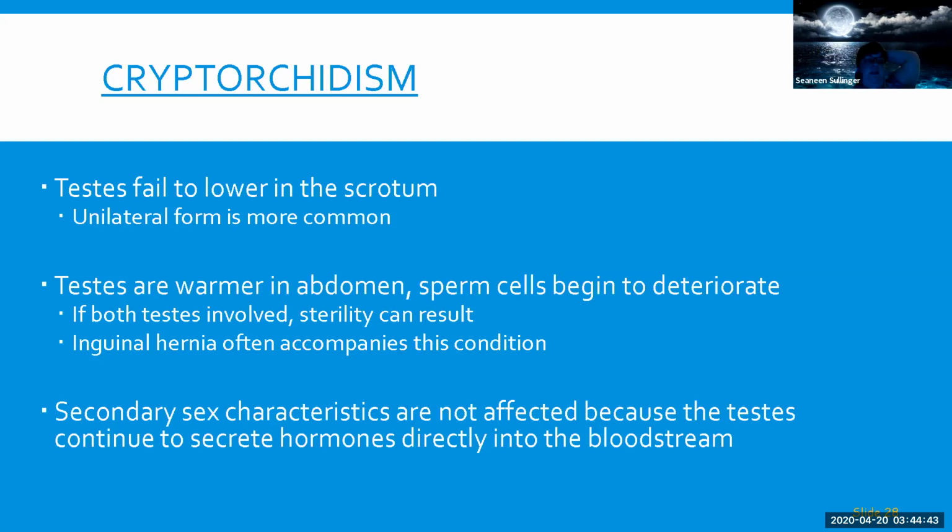And oftentimes you'll see an inguinal hernia, especially when both testes have not descended. The secondary sex characteristics are not affected because the testes are continuing to secrete the testosterone directly into the bloodstream.